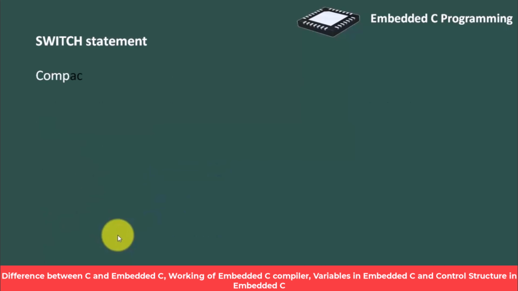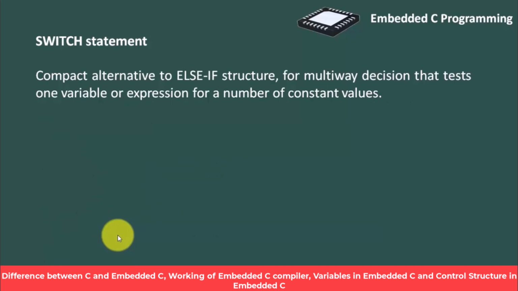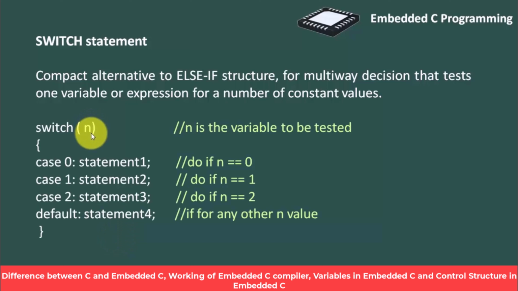Switch statement. The switch statement is a compact alternative to the else if structure for multi-way decisions that tests one variable or expression for a number of constant values. Here is the example. If the value of n is 0, statement 1 gets executed. If the value of n is 1, statement 2. If the value of n is 2, then statement 3. Else, by default, statement 4 will get executed.